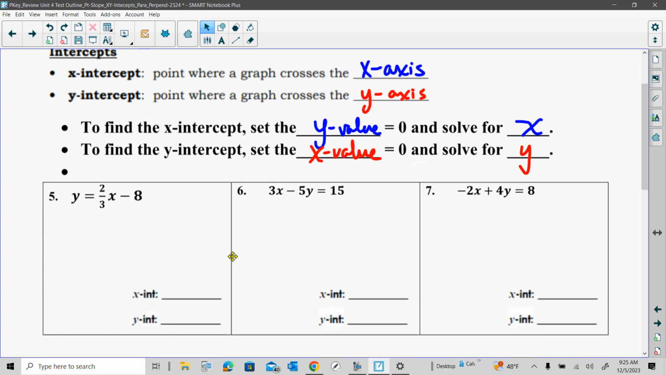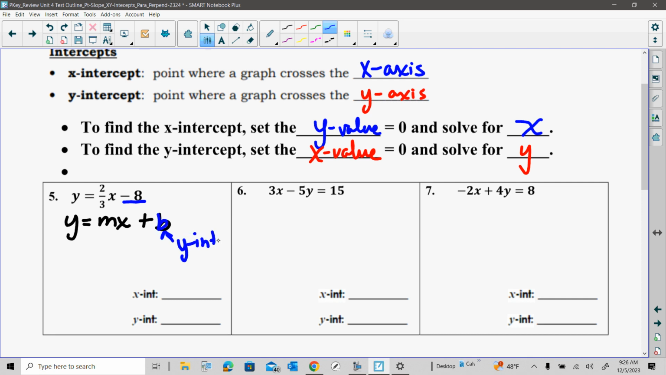Number 5 here is already in slope-intercept form, because it's y equals. If it's in slope-intercept form, which part is the y-intercept? Very good. Right here. The b is always the y-intercept. So that means, right here, I'm just going to put 0, comma, -8.